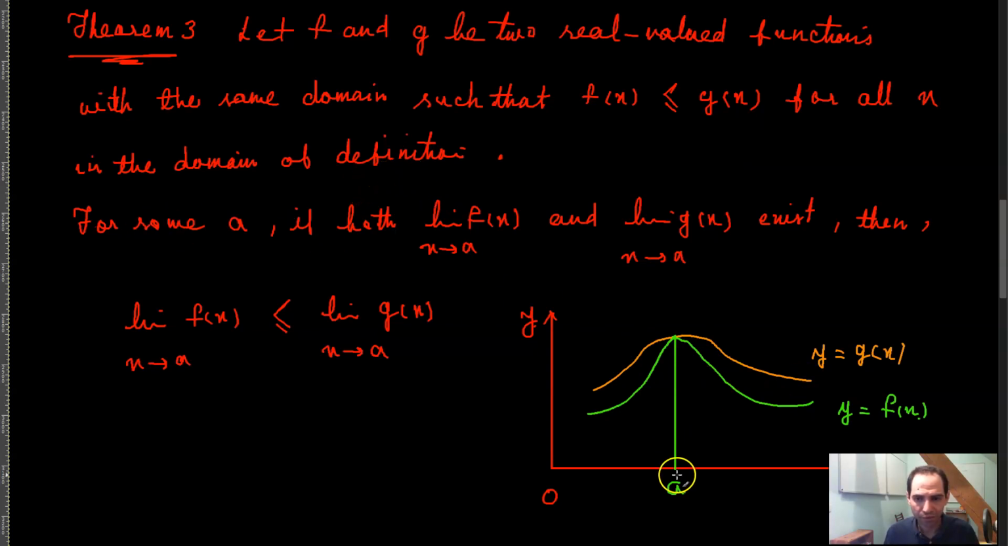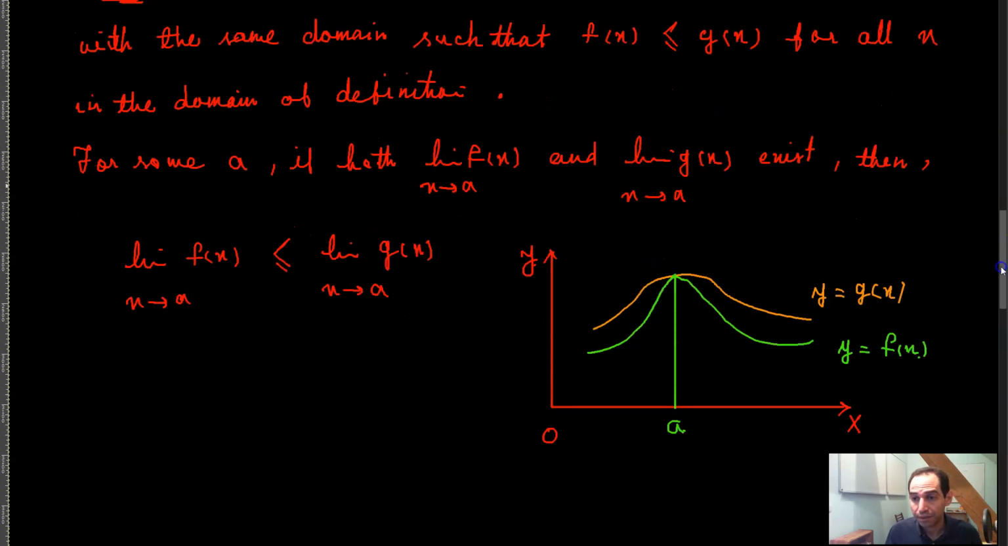Now for some a, for example, if both the limit of f of x as x tends to a and the limit of g of x as x tends to a exist, then the limit of f of x as x tends to a is less than or equal to the limit of g of x as x tends to a, and that is basically theorem number 3. And of course we will actually use this theorem in finding some limits of trigonometric functions.